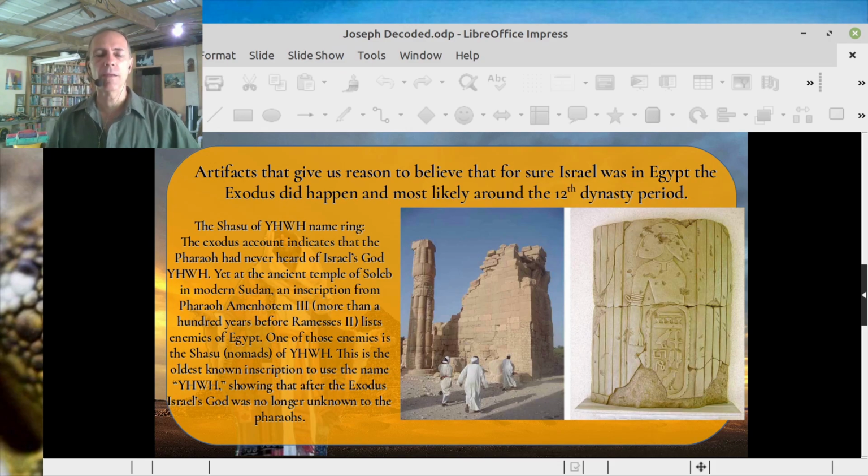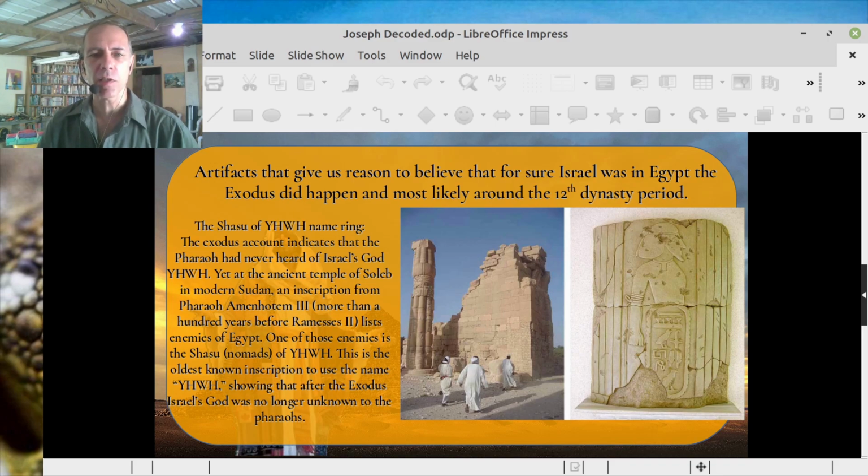Another one. This is a statue that is over in Egypt, and it's got these rings on it. And these rings the Egyptians used to give pieces of information. This is called the Shasu of Yahweh name ring. And so what you're seeing here is this oval on the column with some pictorial glyphs inside the oval. That's called the name ring. And so the Exodus account indicates that the Pharaoh had never heard of Israel's God, Yahweh.